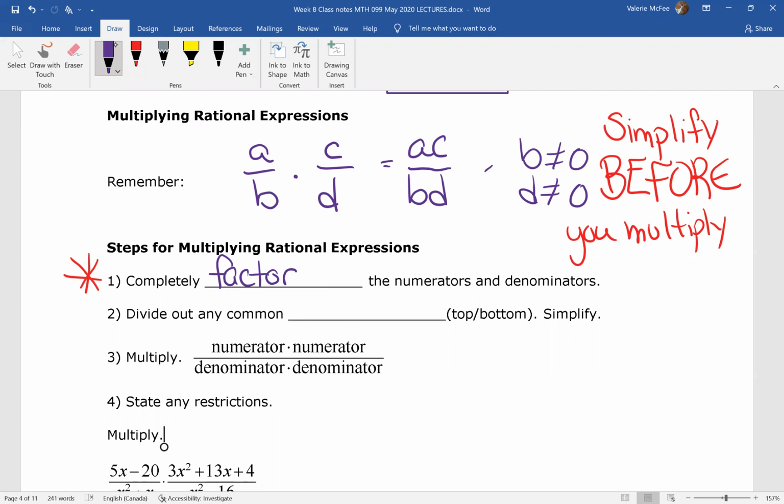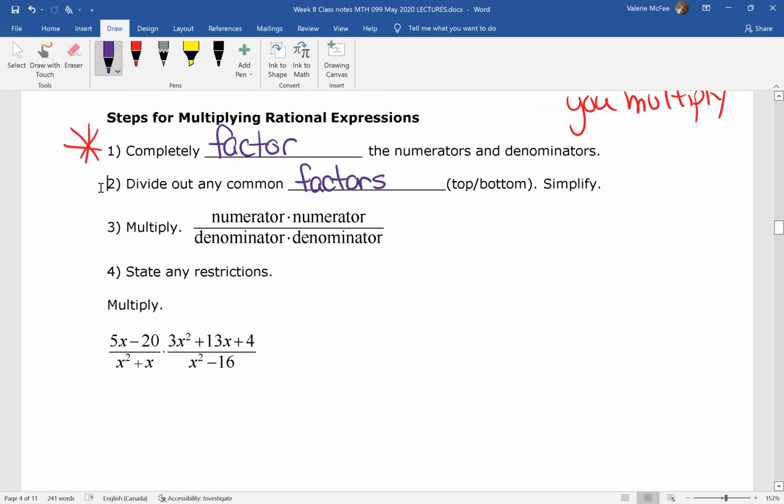After we factor, we can divide out any common factors. Remember, that's the top and the bottom that we're looking at. We're simplifying. Next, we can multiply. So we don't actually multiply until we've factored and then divided out common factors. And of course, for practice, we are going to state restrictions. So let's look at this example here. Why don't you pause your video and factor everything here?